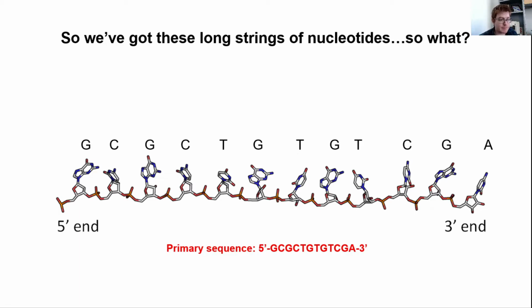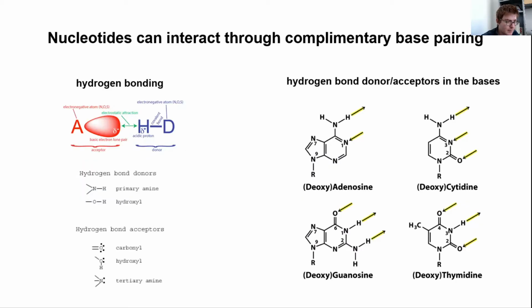What is the purpose of this, or why should we care about these polymers? Why do they have genetic information? Well, things start to get really interesting when we recognize that the individual nucleotides that make up the polymer can interact with one another through what is called complementary base pairing. And the core concept to understand this complementary base pairing is the notion of a hydrogen bond.